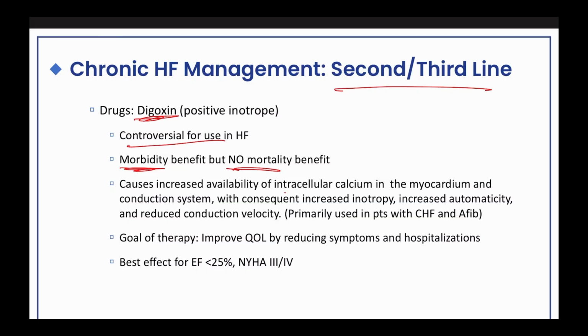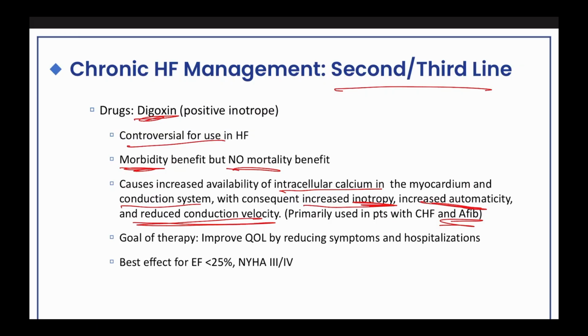It helps with increased availability of intracellular calcium in the myocardium and the conduction system, with consequent increased inotropy, increased automaticity, and reduced conduction velocity. So it's primarily for patients with CHF and AFib. If they have CHF and AFib, then you can give digoxin. It helps slow the conduction through the AV node so you don't get those fast heart rates. Otherwise, don't give digoxin. If they have AFib, then you can give it.